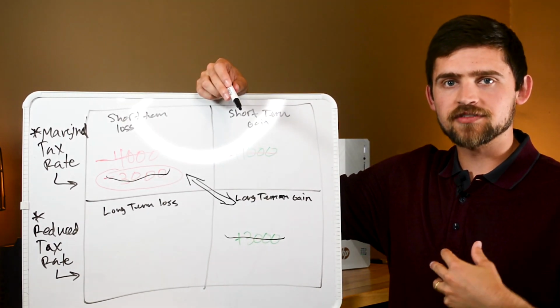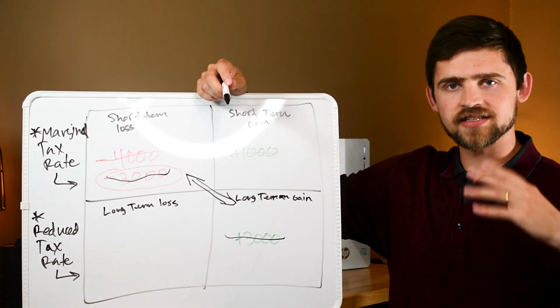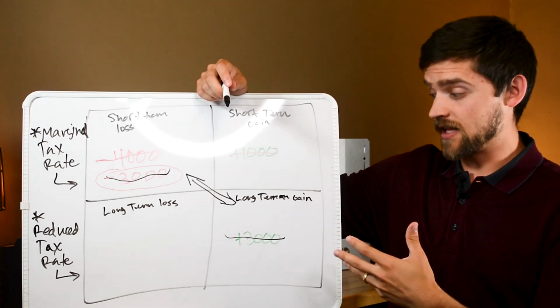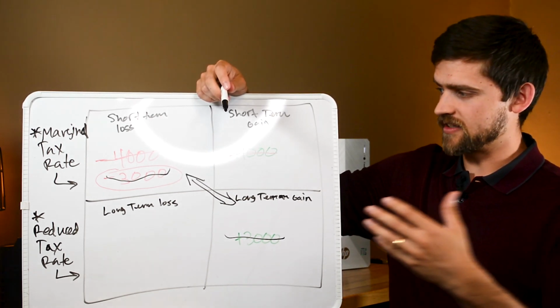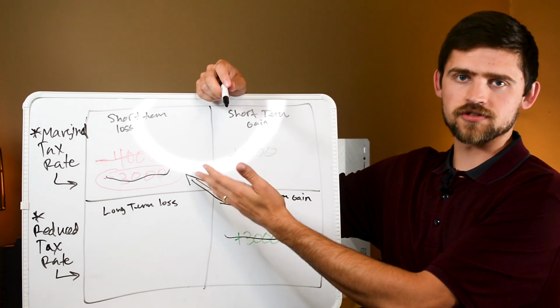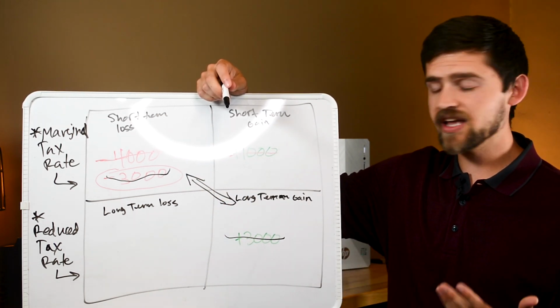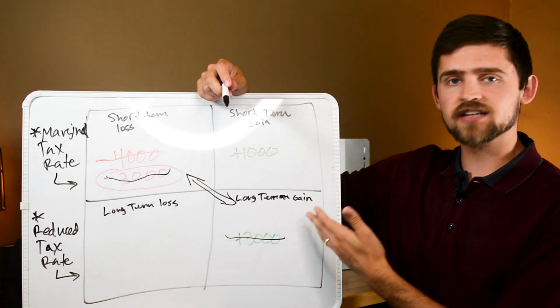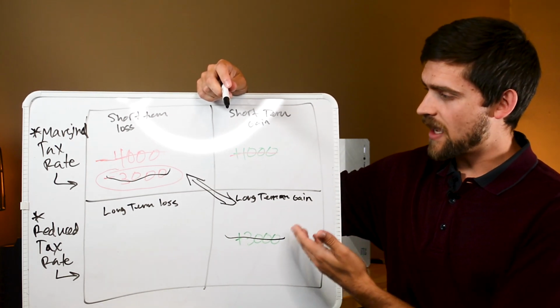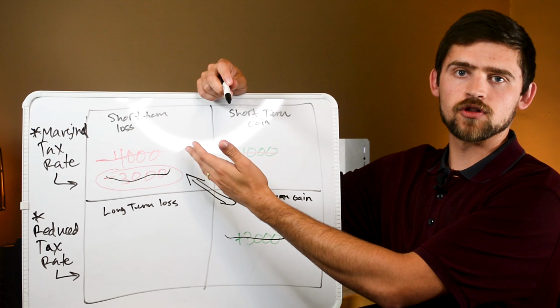And guys, this is what happened to me a couple years ago. I wasn't thinking, or I didn't realize this. No one had ever told me this. And so I had a lot of short-term losses, but then I went and liquidated a position that I was up pretty big in and realized a long-term capital gain, and that wiped out all my short-term losses.